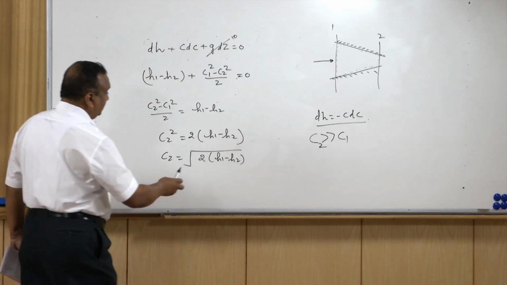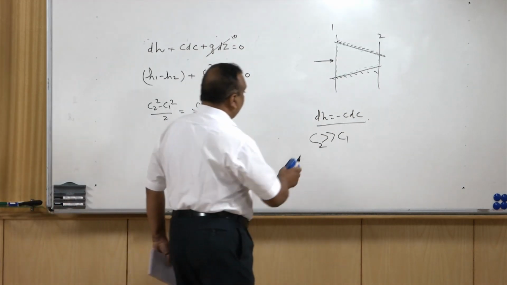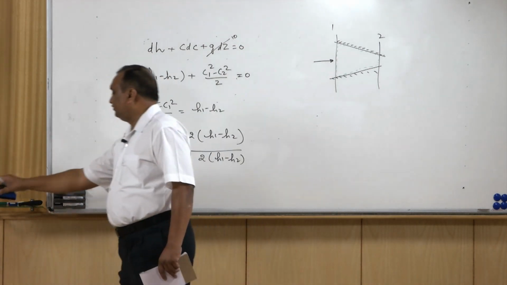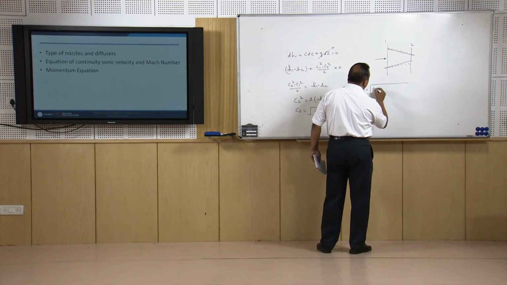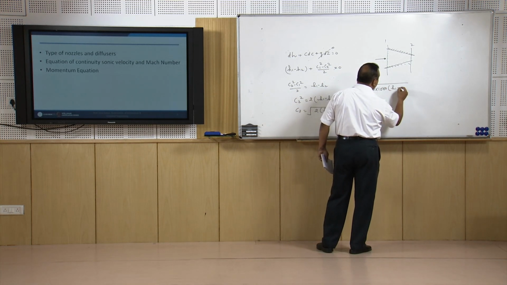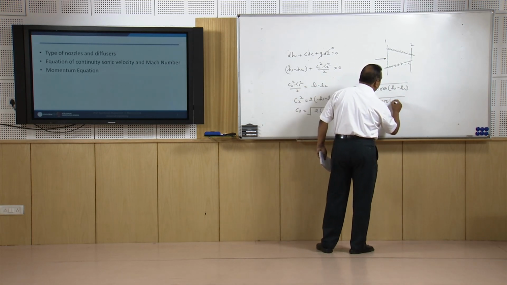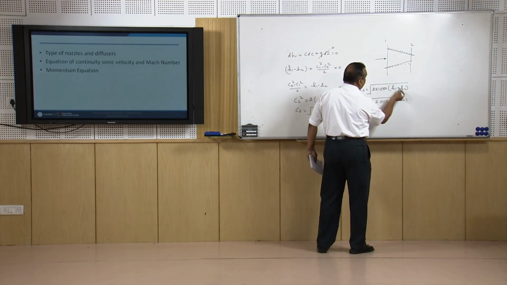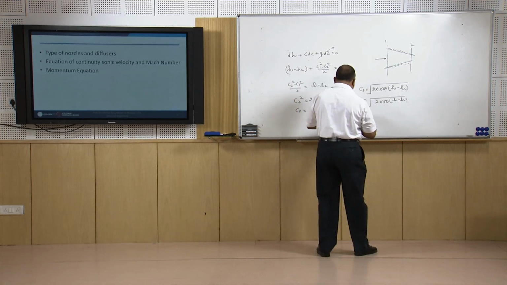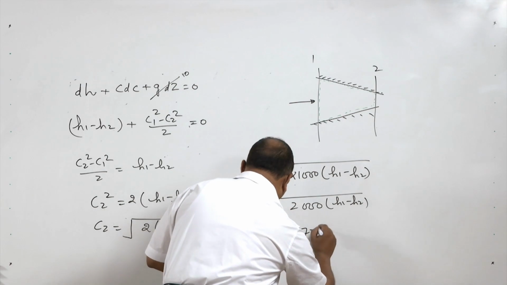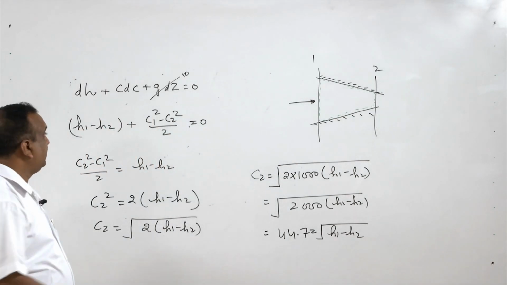But we should remember that enthalpies are given in kilojoules. So this kilojoule has to be converted into joules while calculating the exit velocity. So C2 is going to be under root 2 into 1000 (H1 minus H2), that is under root 2000 (H1 minus H2). We have multiplied H1 minus H2 by 1000 just to convert kilojoules per kg to joules per kg, and here we get 44.72 under root (H1 minus H2). This is regarding the flow of the fluid.